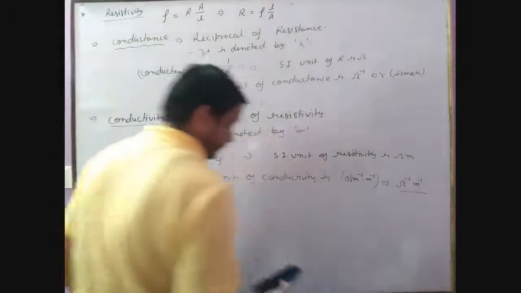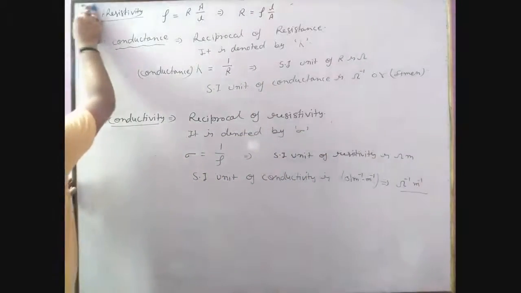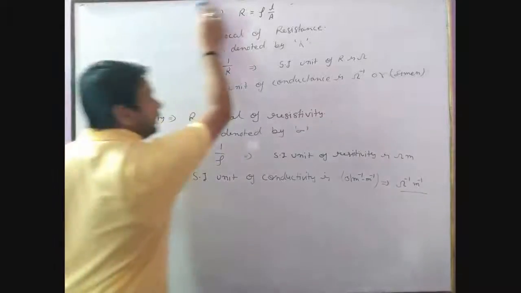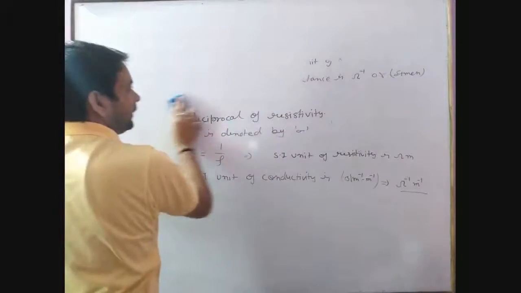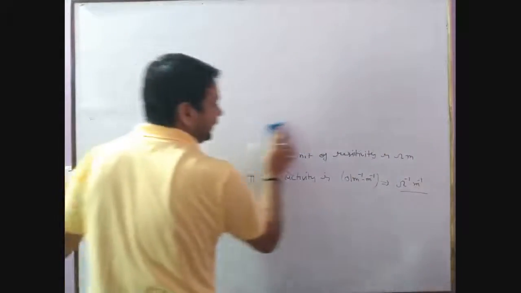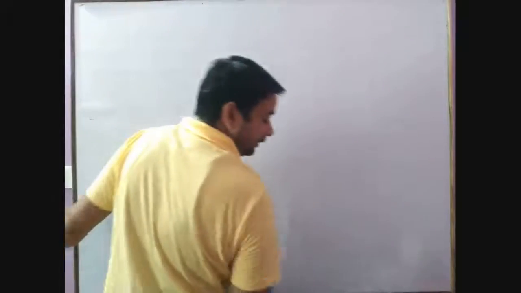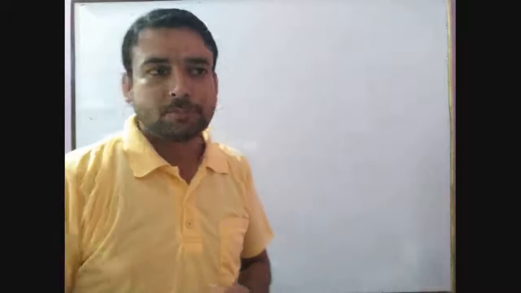Now when current is passing through different conductors, it is observed that some materials follow Ohm's law and some do not. Those which follow Ohm's law are called ohmic resistance or ohmic materials, and those which do not follow Ohm's law are known as non-ohmic resistance.